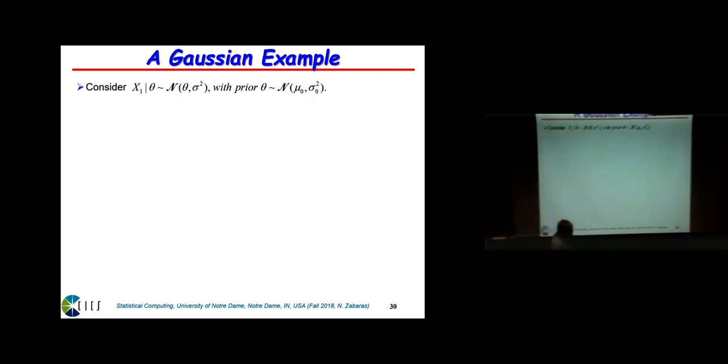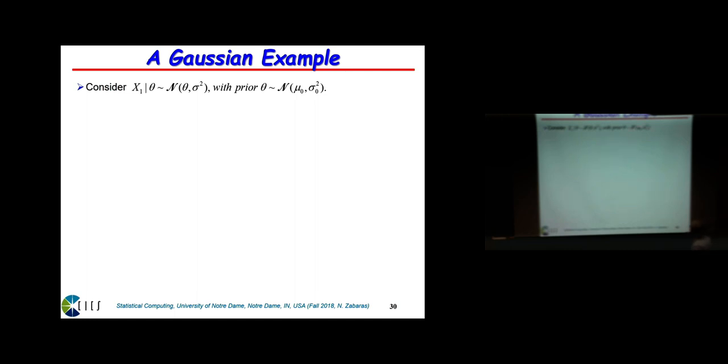Let's do one example. A very simple example, because you have to do some of this in the homework as well. So let's take a Gaussian, okay? And we're going to take that sigma squared, the variance, is known, and our only parameter is really the mean. Before, we defined the MLE estimate; now we're going to put a prior on the mean.